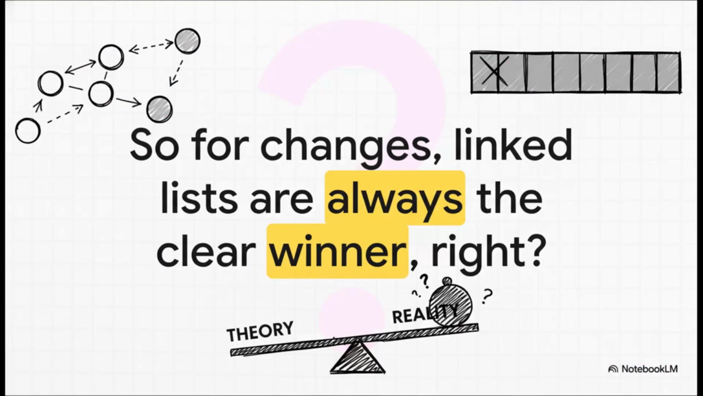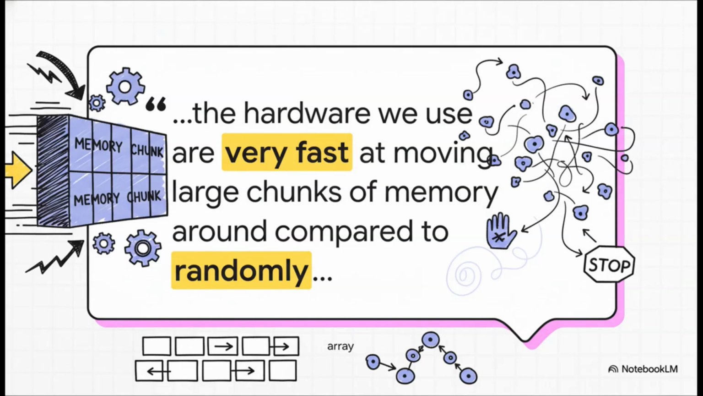So we've got to ask, for anything with lots of insertions and deletions, the linked list is the clear winner, right? Well, on paper, in theory, yes. But in the real world, it's a lot more complicated. And this really gets to the heart of it with this fantastic quote from a discussion on Stack Exchange. It says that the hardware we use today is very fast at moving large chunks of memory around. In fact, our processors are so insanely good at that expensive task of shifting data that it can actually be faster than the seemingly simple job of following a bunch of pointers scattered all over the place.